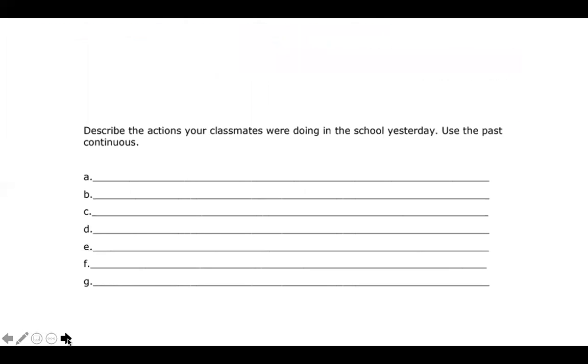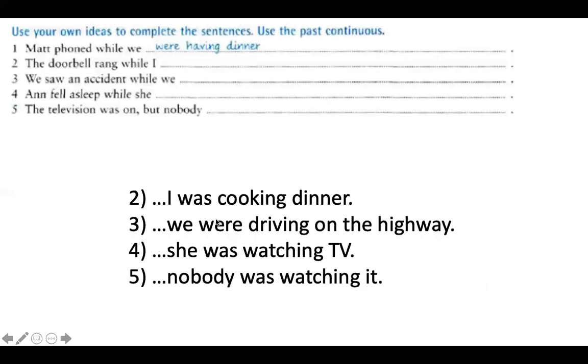Okay, let's continue. The final activity is this one. Describe the actions your classmates were doing in the school yesterday. Use the past continuous. The idea here was for you to describe what people in the school were doing. Even you can put or write sentences of actions that your parents, your brothers, sisters were doing at home. Okay, it doesn't matter. What matters is that these actions are expressed in the past continuous. So use was or were plus the verb in ing form. So if you have those sentences using was or were plus the verb with ing, it means that you did a correct work.